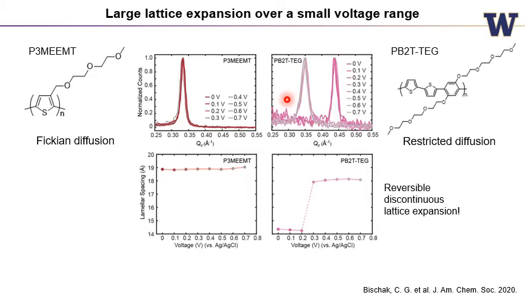For PB2TEG, we saw something that was actually really surprising to us. Initially we start off with a contracted crystal lattice, and as we add more and more ions, suddenly it expands over a very small voltage range. You can see that here we start off with a fairly small lamellar spacing, and between 0.2 and 0.3 volts we see this huge jump in the lattice spacing. It's also important to note that this effect is reversible. So we observe this reversible, discontinuous lattice expansion in this material.